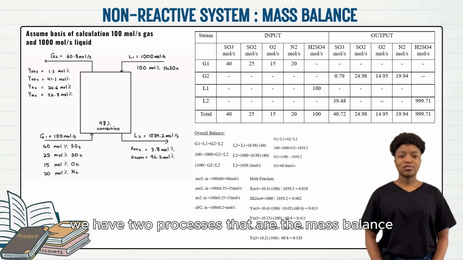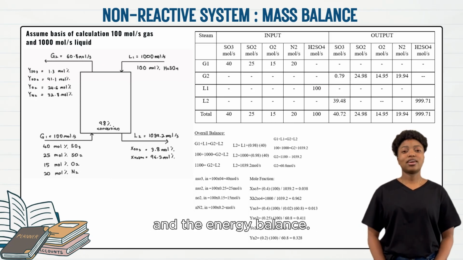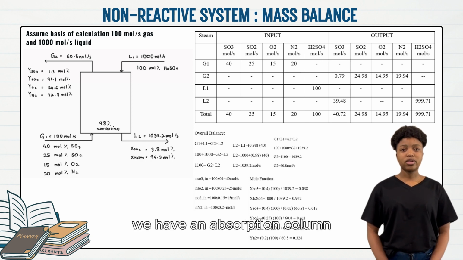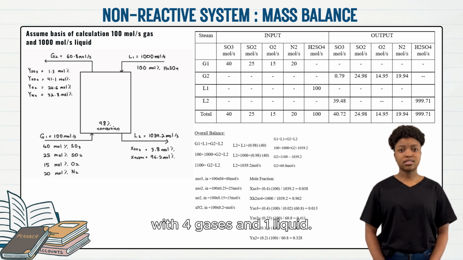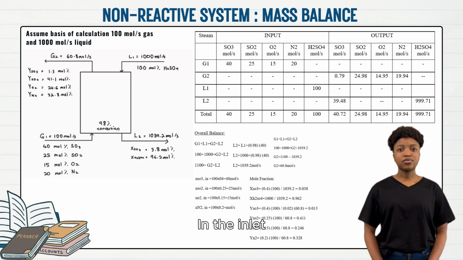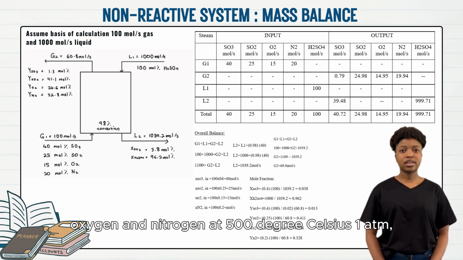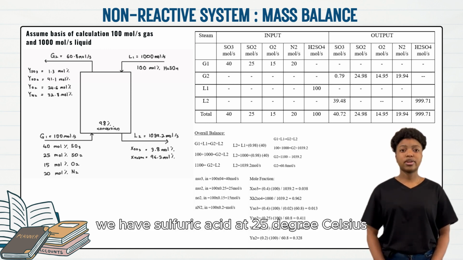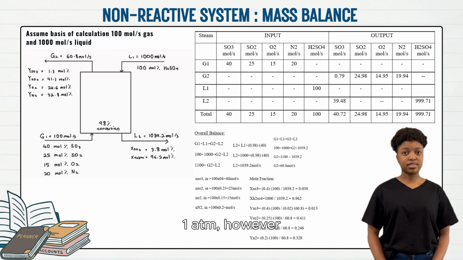For this part, we have two processes: the mass balance and the energy balance. For the diagram, we have an absorption column with 4 gases and 1 liquid. In the inlet for the gas, we have sulfur trioxide, sulfur dioxide, oxygen, and nitrogen at 500 degrees Celsius, 1 atm. And for the liquid, we have sulfuric acid at 25 degrees Celsius, 1 atm.